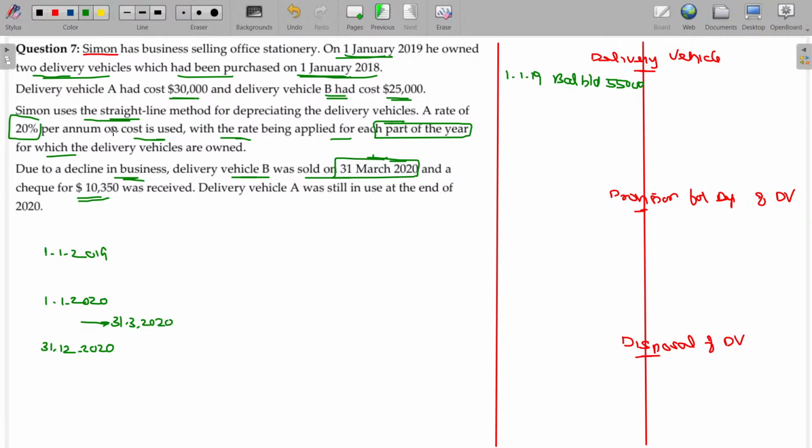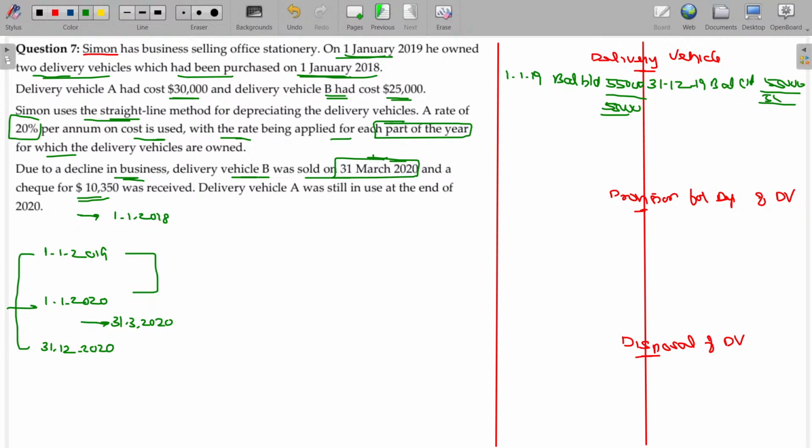Originally the asset was purchased on 1st January, the purchase date being 1st January 2018. We have to prepare for these 2 years. The first year there is no big complication, so we can easily calculate. There will not be any change. So that automatically becomes the closing balance for the year end, 31st December 19, balance carried on. No sale, no purchases. That remains as it is.